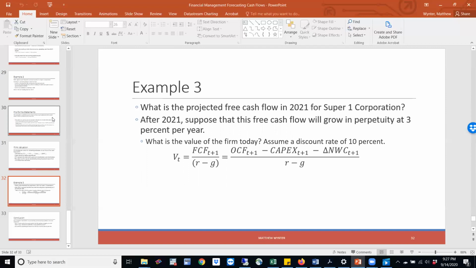What is the value of the firm today? Assume a discount rate of 10% and assume that the free cash flow will grow in perpetuity at a rate of 3% per year. So this will be the example that you solve once you've actually worked through the income and the balance sheet pro forma.